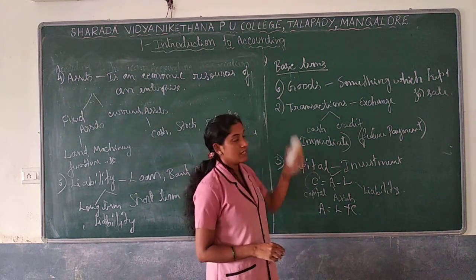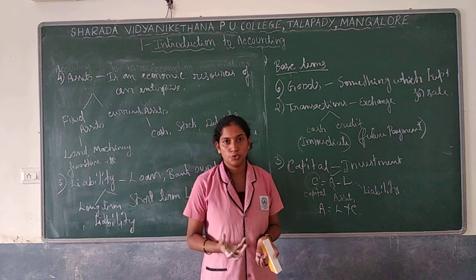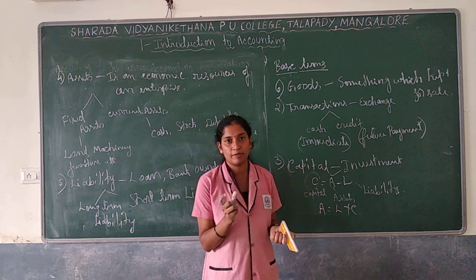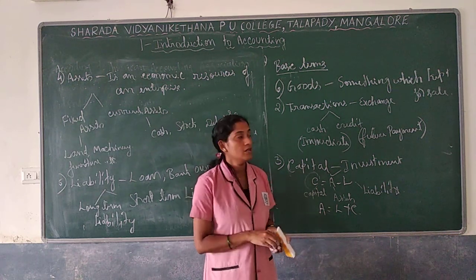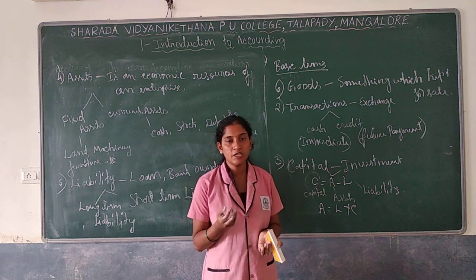And the last one, goods. Goods is nothing but something which has a value. It's a product which has a value. We can sell it. It is tangible, which can be seen and touched. That is called goods. In short, it is nothing but a product.